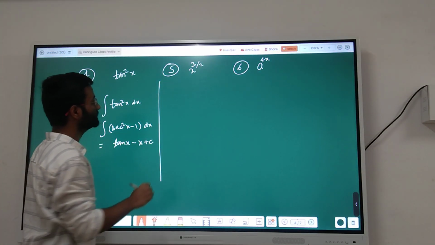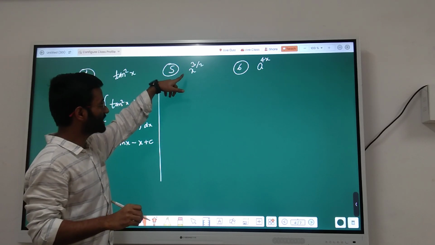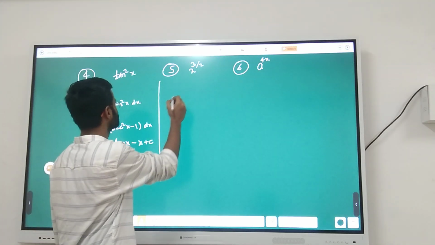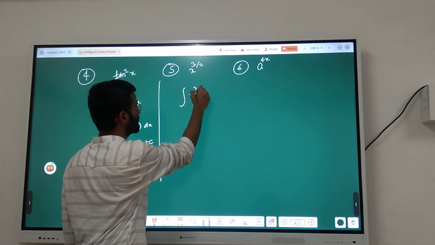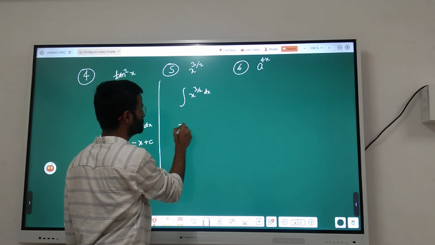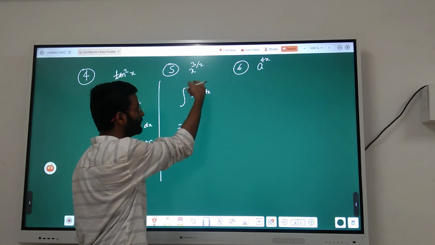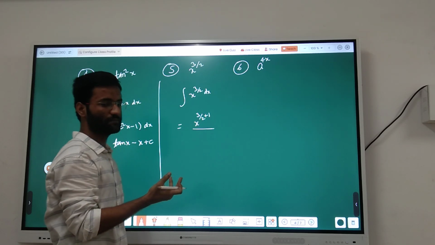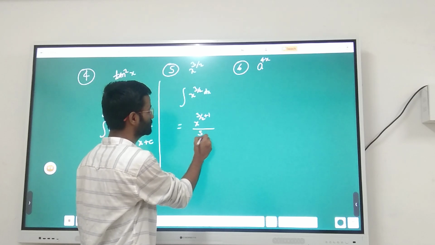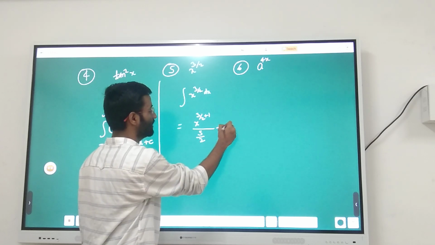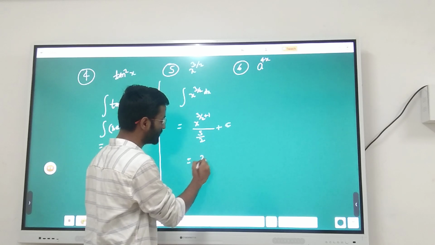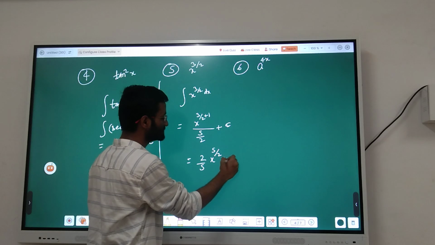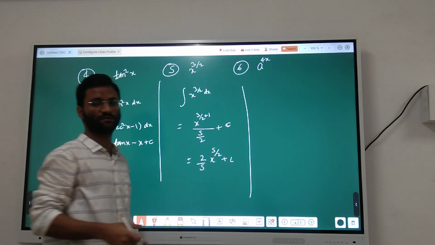Come to question number 5. Fifth number says that x to the power 3 by 2, we have to integrate it. So x to the power 3 by 2 dx. What you have to do is just add 1 in the power. So x to the power 3 by 2 plus 1, and divide by the same power, and that is going to be 5 by 2, plus c. Or you can say this is going to be 2 by 5 x to the power 5 by 2 plus c, and that is your very simple answer.